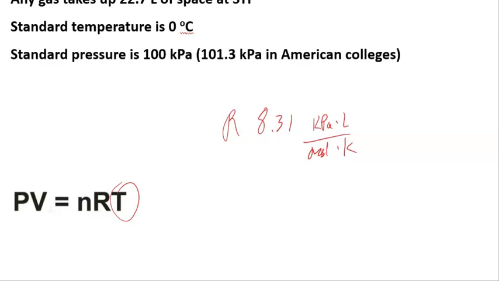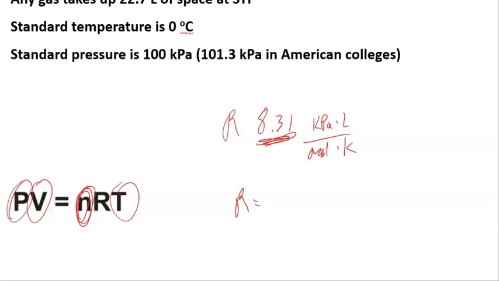So we add 273. n represents moles. There's nothing else it can be. Volume, we could have all sorts of volume, but we need to have liters. It needs to be liters to fit. And pressure, it needs to be kilopascals if we're using 8.31.